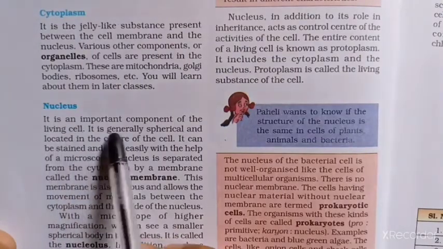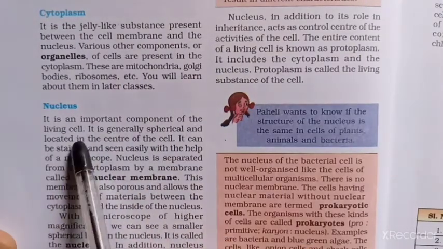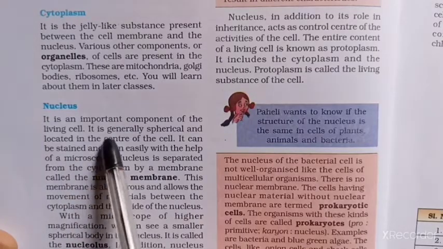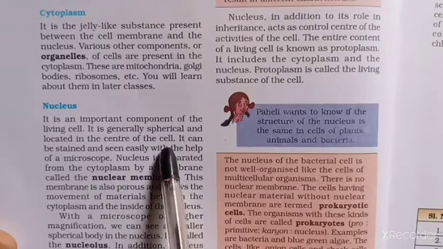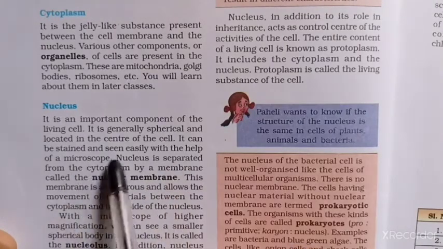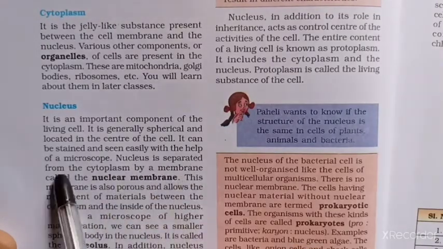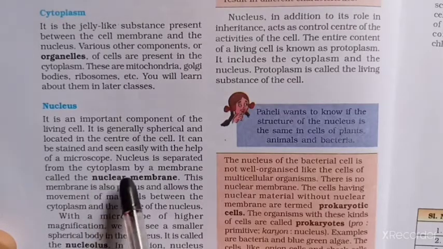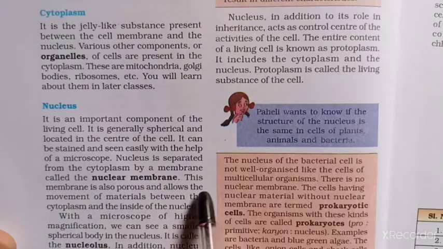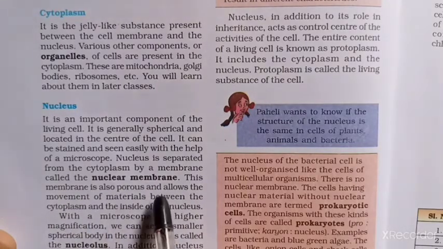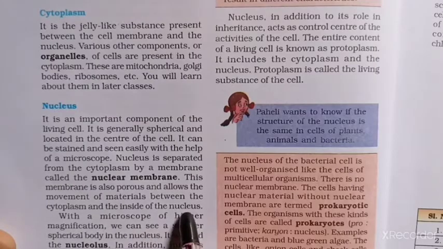It is an important component of the living cell. It is generally spherical and located in the center of the cell. It can be stained and seen easily with the help of a microscope. Nucleus is separated from the cytoplasm by a membrane called the nuclear membrane. This membrane is also porous and allows the movement of materials between the cytoplasm and the inside of the nucleus.